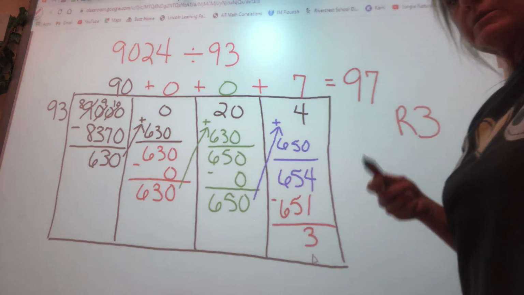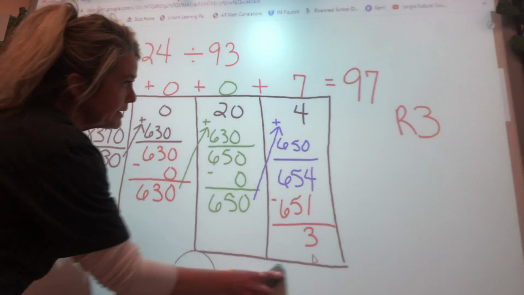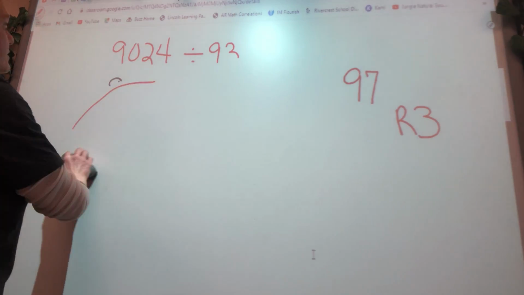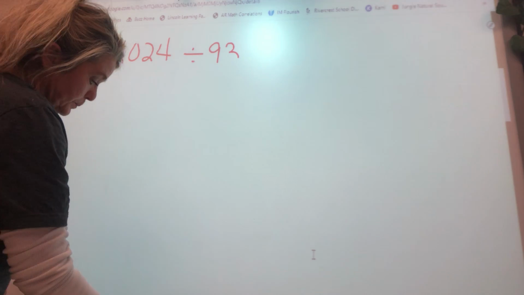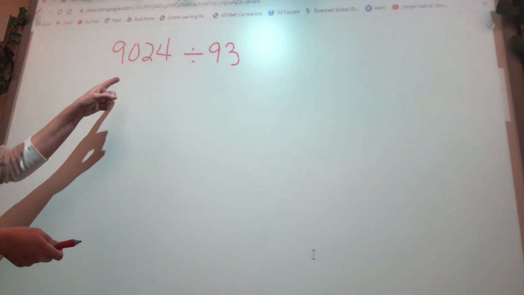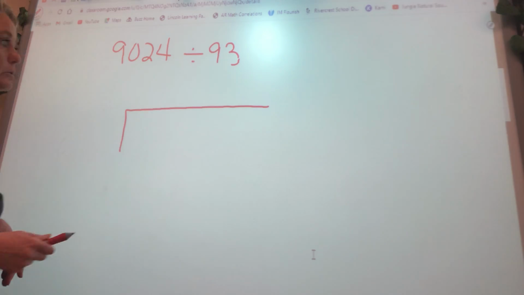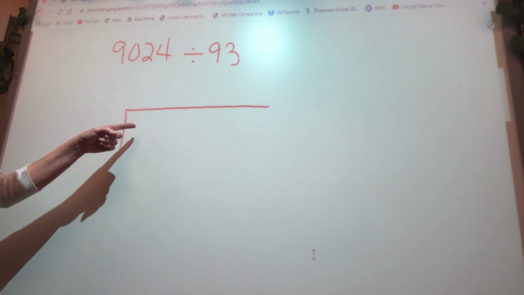Now, I said I was going to show you another way today. I said, besides the area model box, working with multiples of 10, I was going to show you the standard algorithm. Okay, standard algorithm just means standard steps. So I would write it with a house, because if I'm doing standard algorithm, I'm going to be using my division house.